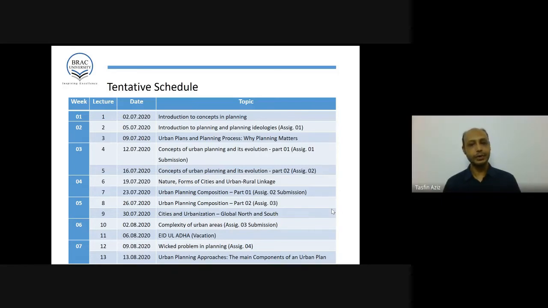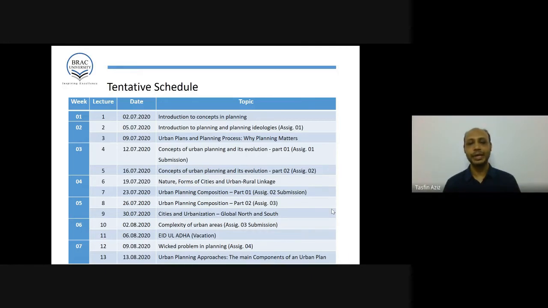Then we'll talk about urban planning composition. There are 20 composition elements we'll be talking about. So I have divided this urban planning composition lecture into two parts. 10 composition elements in one class, and the second part will consist of 10 more composition elements. After knowing all the planning theories and urban planning compositions, forms, and natures, we'll be looking at how cities are evolving in the global north and global south.